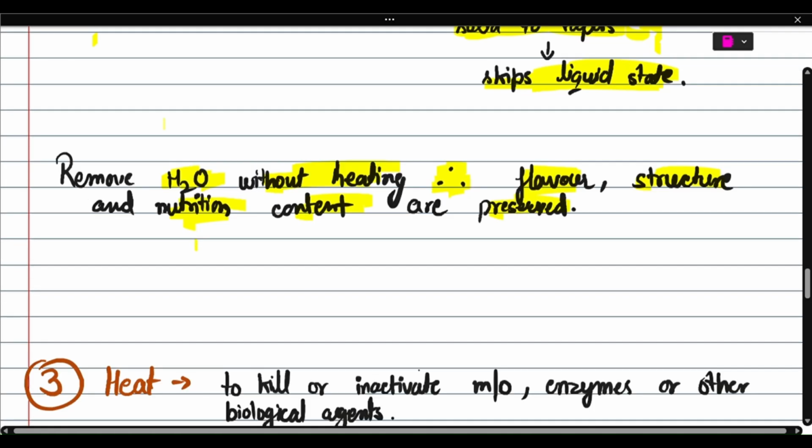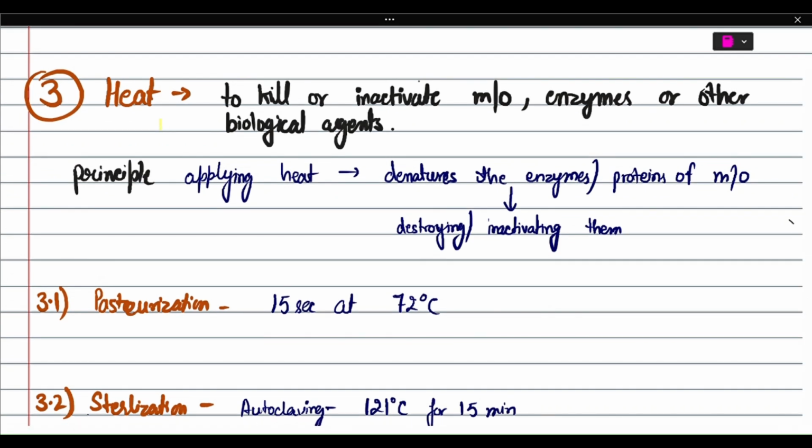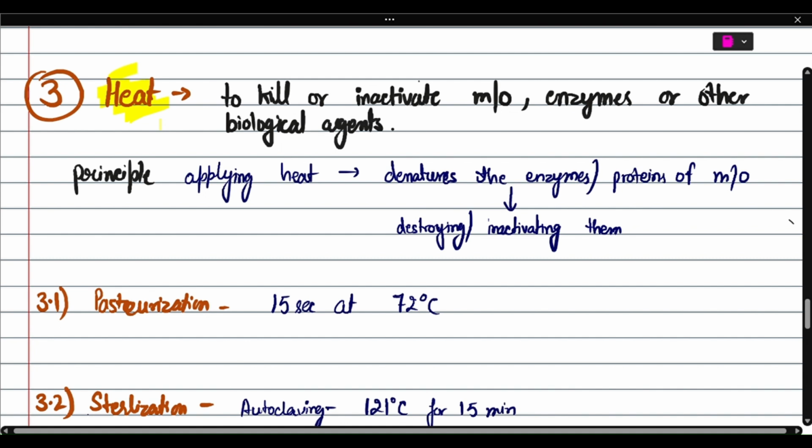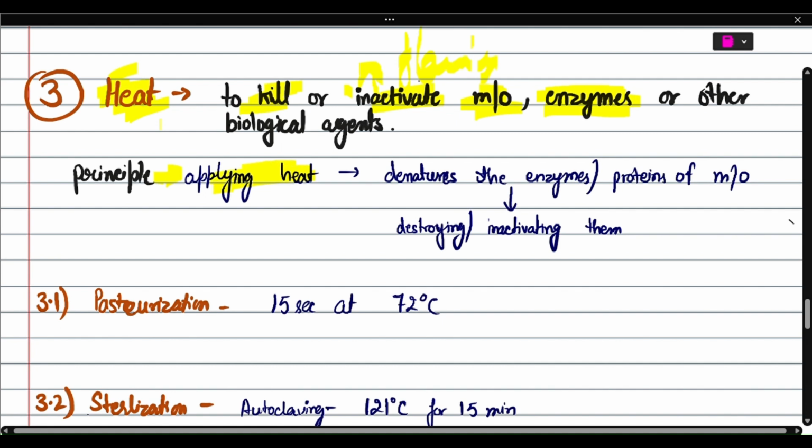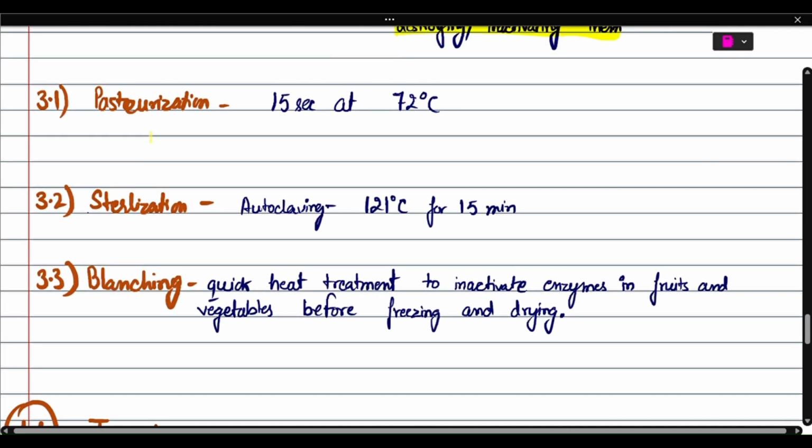Now, the third method which we can use to preserve our food is using heat. Heat is used to kill or incinerate the microorganisms. Incineration is basically flaming the food. By doing that, we directly kill or inactivate the microorganisms, or we can inactivate the enzymes that can cause biological changes. The principle behind this is that when we apply heat, it denatures the enzymes and proteins of the microorganism, thereby destroying or inactivating them. So here are the main three processes in heating which we use on a daily basis.